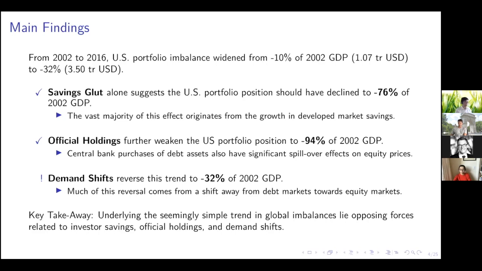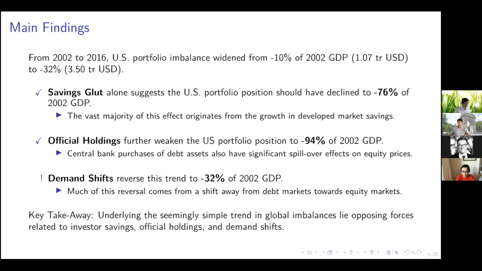Finally, we're going to look at demand shifts. These demand shifts, changes in the demand curves of individual investors, reverse this negative 94% back to the negative 32% that we see in the data. Much of this reversal comes from a shift away from debt markets and towards equity markets. And this is a kind of surprising result, right? Because if you think about all the common narratives, it's that investors are demanding more US assets. But once we do this decomposition and take into account these other stories, it really seems like investors are shifting away from US assets.